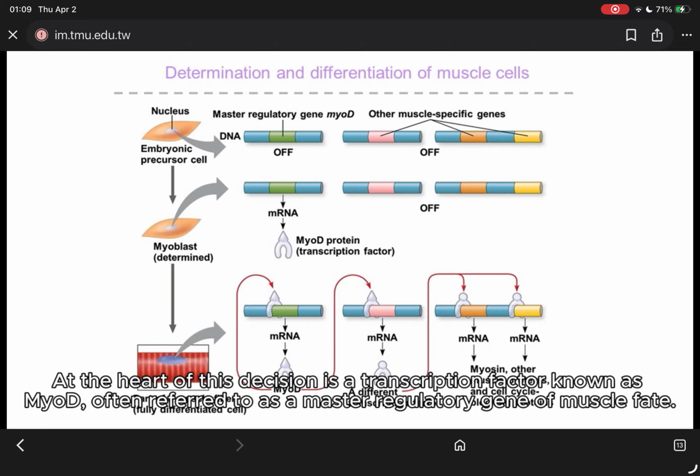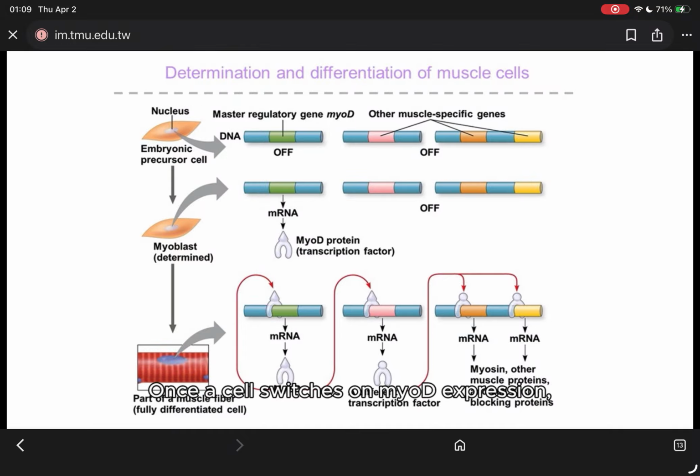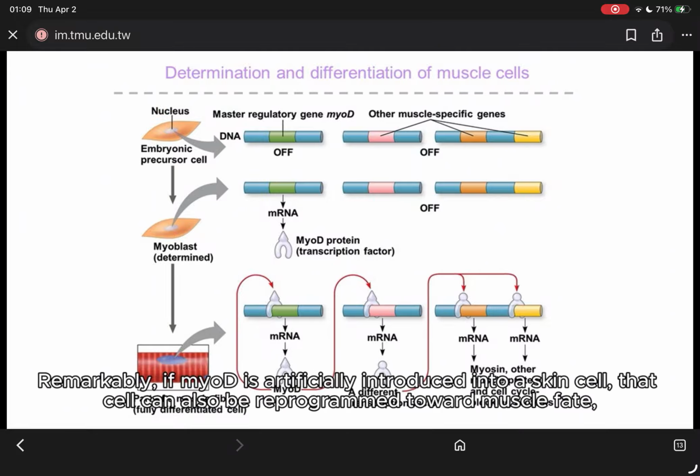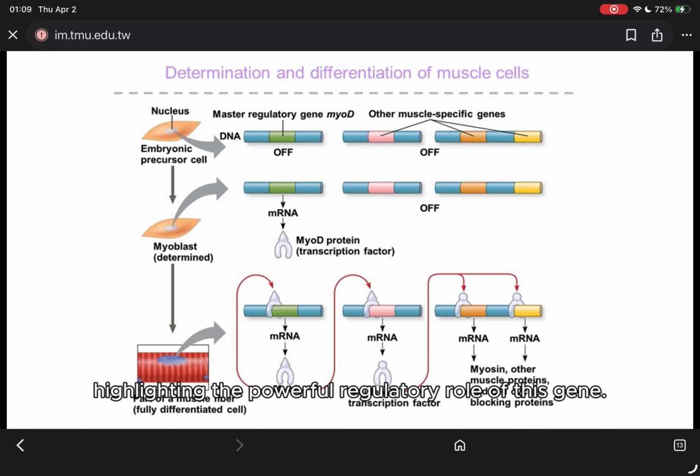At the heart of this decision is a transcription factor known as MyoD, often referred to as a master regulatory gene of muscle fate. Once a cell switches on MyoD expression, it is essentially locked into a muscle developmental pathway, regardless of its original potential. Remarkably, if MyoD is artificially introduced into a skin cell, that cell can also be reprogrammed toward muscle fate, highlighting the powerful regulatory role of this gene.